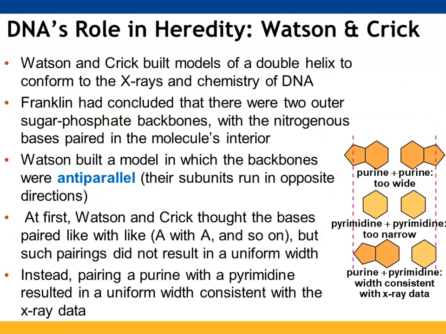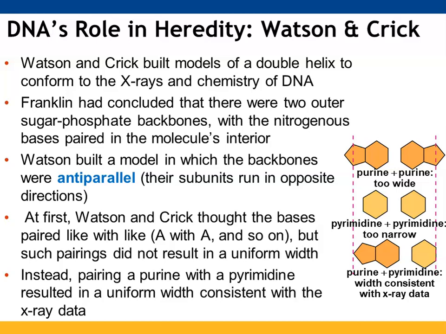So we have this idea of a double helix. We have the bases, and this all makes sense with what we've seen from the chemistry of DNA as well as the X-rays. Franklin had determined based on her crystallographs that there was 2 sugar phosphate backbones, with the nitrogenous bases being paired in the middle. And so Watson's model accounted for the fact that they were running in opposite directions.